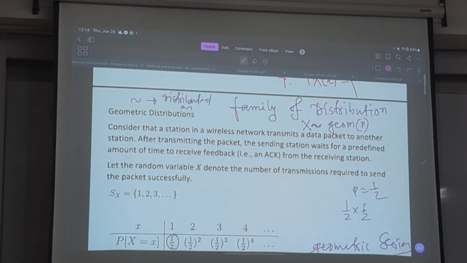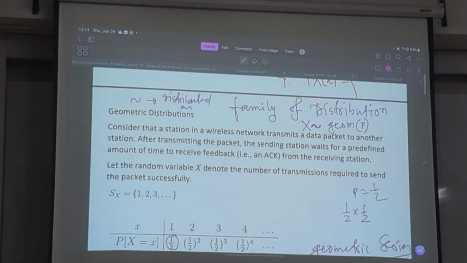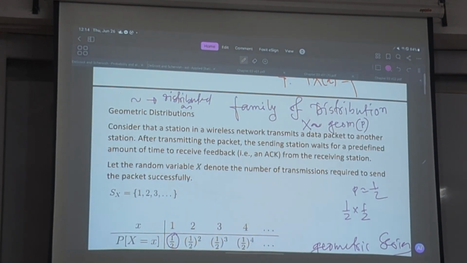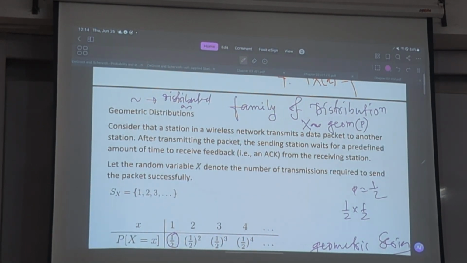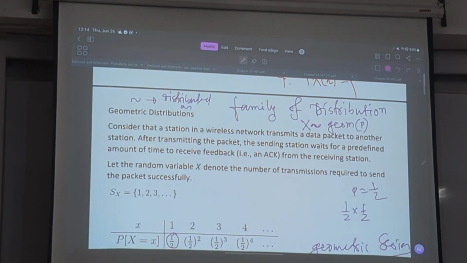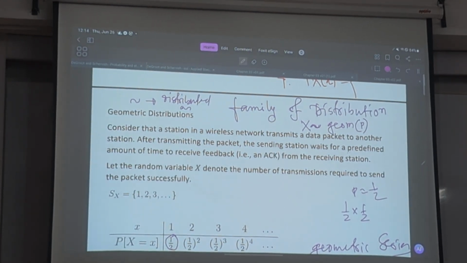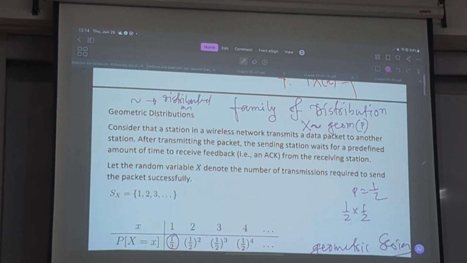And we call it a family of distributions because for each value of p, we have a different geometric distribution. So if you have 1,000 different values of p, then you have 1,000 different distributions. And so we call it a family of distributions. Is this clear? So whenever you encounter this term, the geometric family of distributions, this is nothing but the same distribution, but for different values of p, you will have different distributions. Okay.